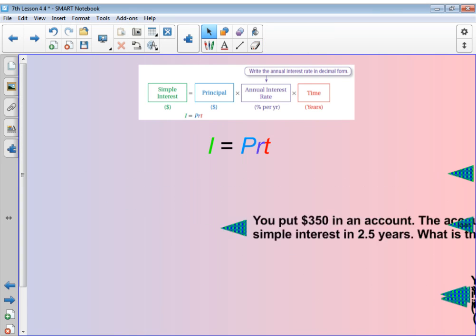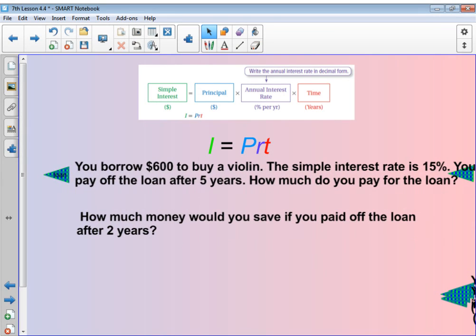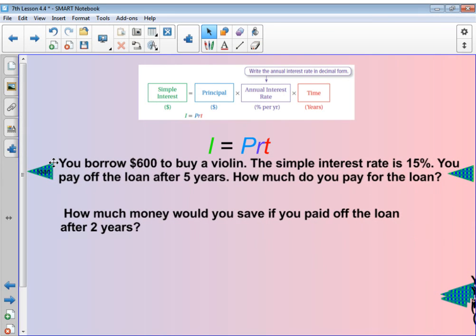Okay, so now we're going to go ahead and do one more, and this is just working off of a loan. So a loan situation. This is where you go out and you borrow money. So it says you borrow $600 to buy a violin. The simple interest rate is 15%. If you borrow the money, that's like your principal.